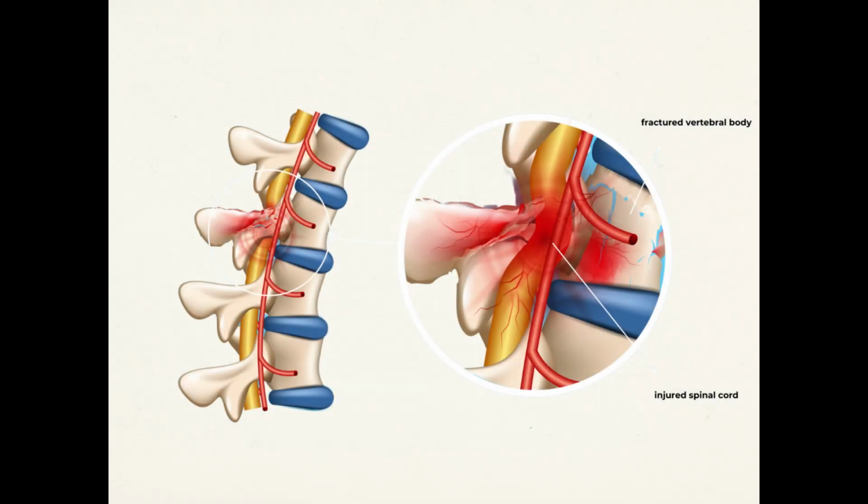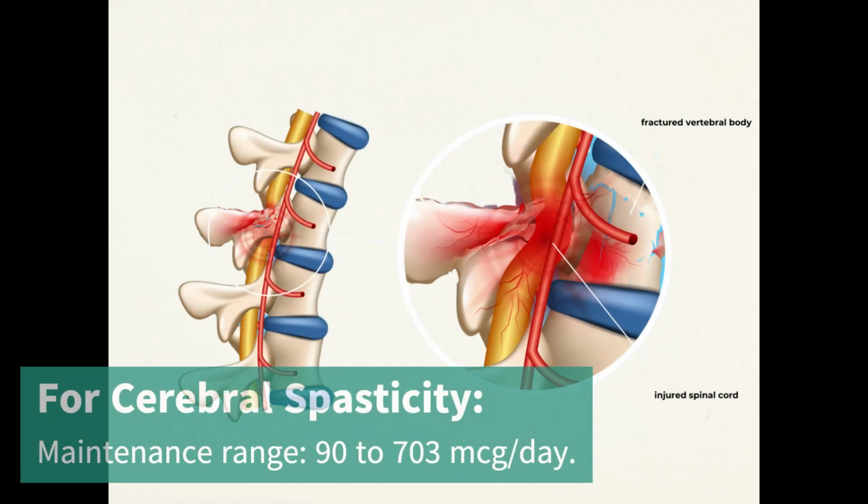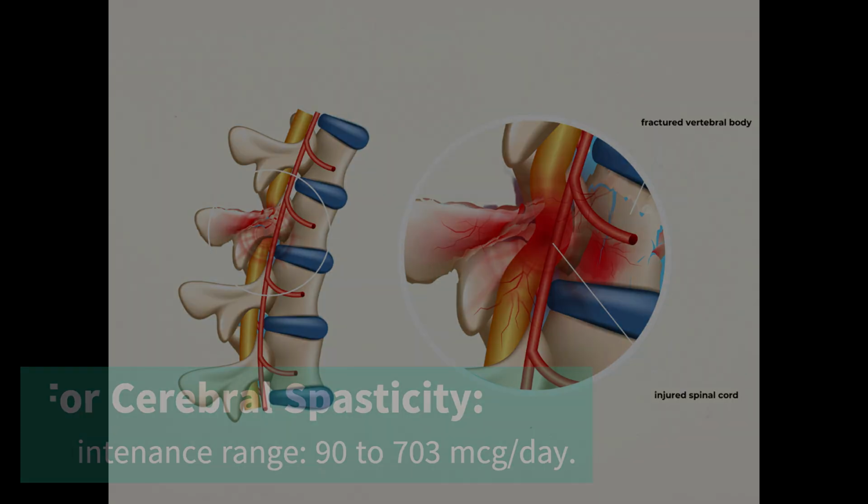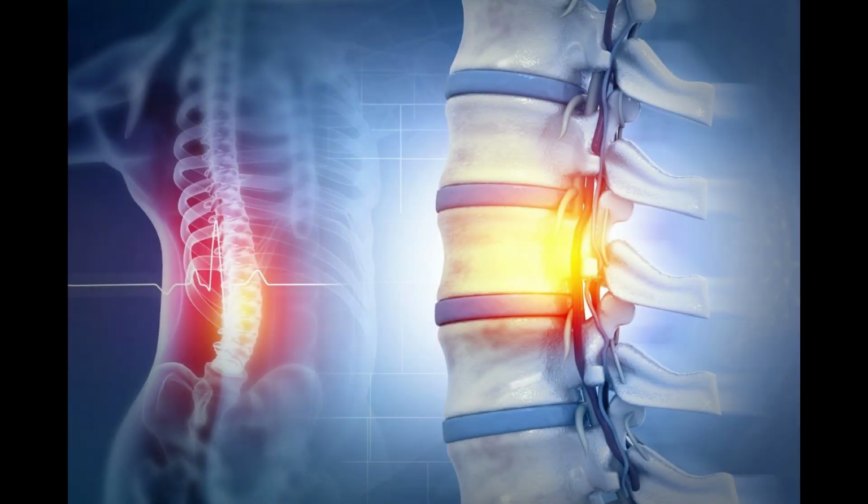Maintenance dosing intrathecal. For spinal cord origin spasticity, daily doses typically range from 300 to 800 micrograms per day. Some cases require up to 2003 micrograms per day, though over 1000 micrograms per day is less common.